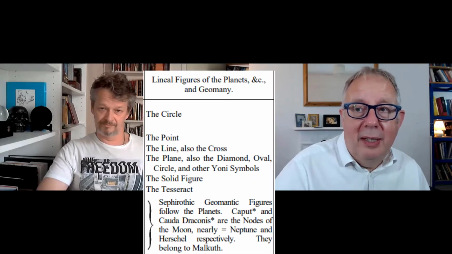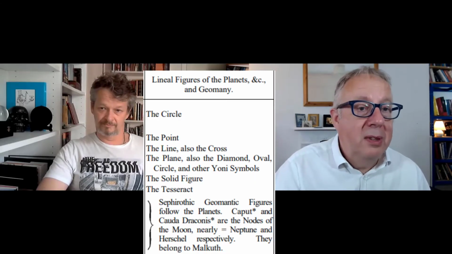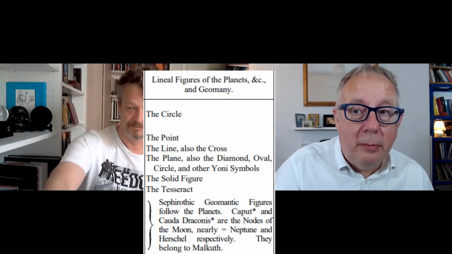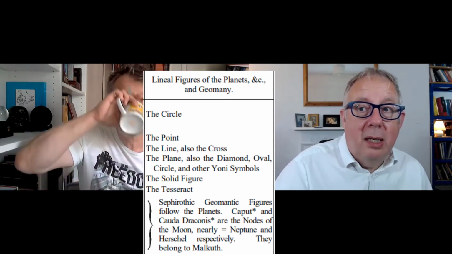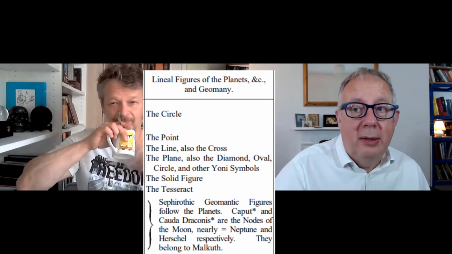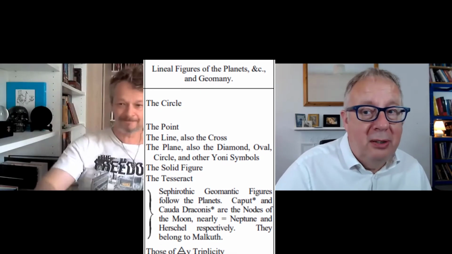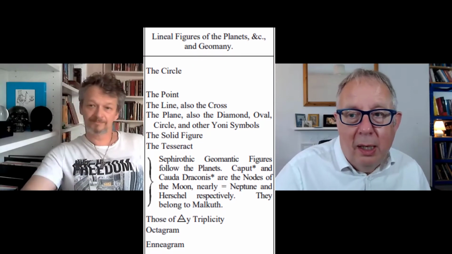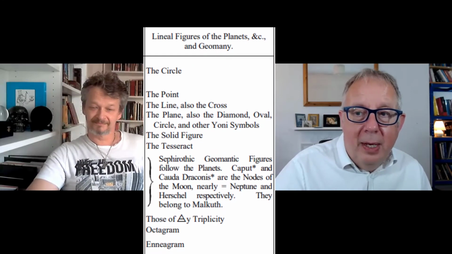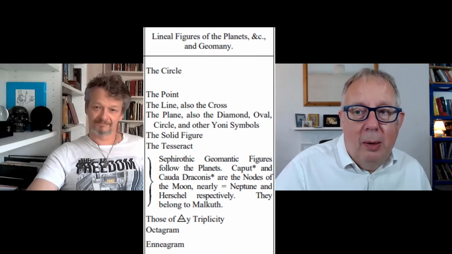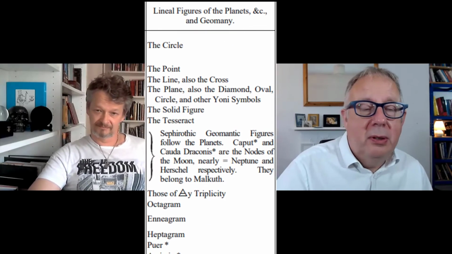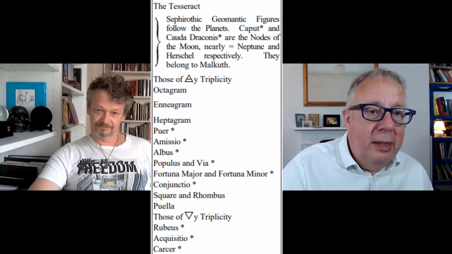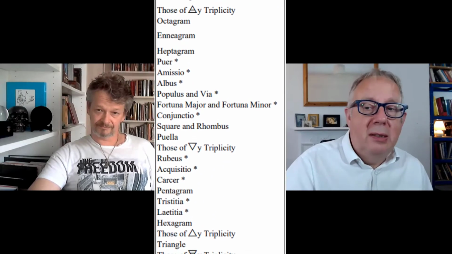And then you have to look at another table, which is the linear figures column in Liber 777. In there, it starts at the top with the circle and the points, and it goes into the plane and then the solid figure. That's all in the Sephirot, 1 to 10. And then it moves into the actual names of the geomantic symbols.